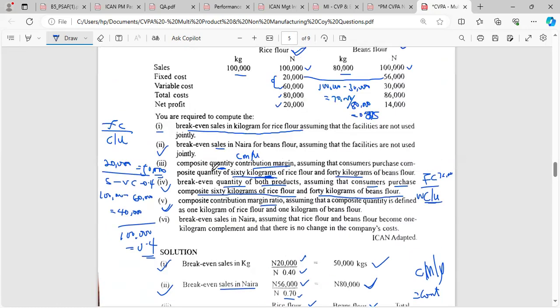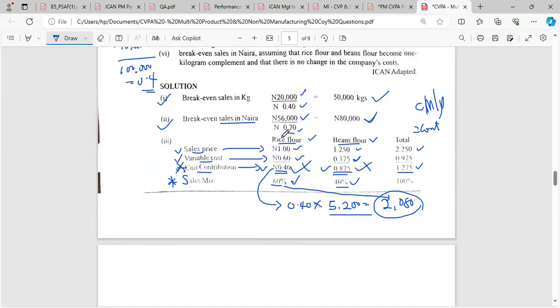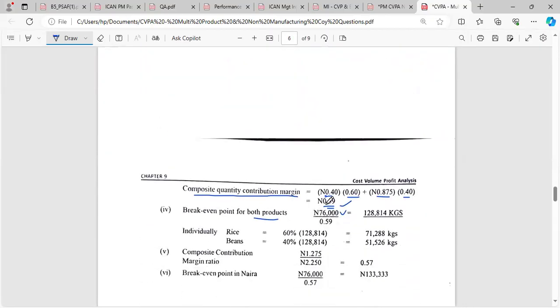So this part that they told us, composite quantity contribution margin, simply means contribution per unit. But since it is for both products, we must give them a sharing pattern, which is this 60 and 40. That is why, after getting our contribution per unit by sales price minus variable cost, we must take 60% of 0.4, then 40% of 0.875, and combine them here. That's how we got 0.59. I hope this is clear.